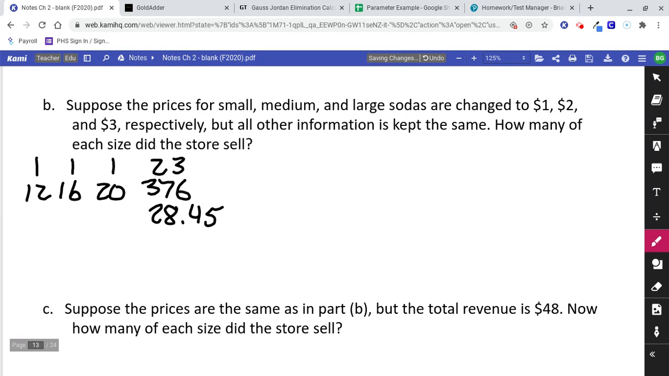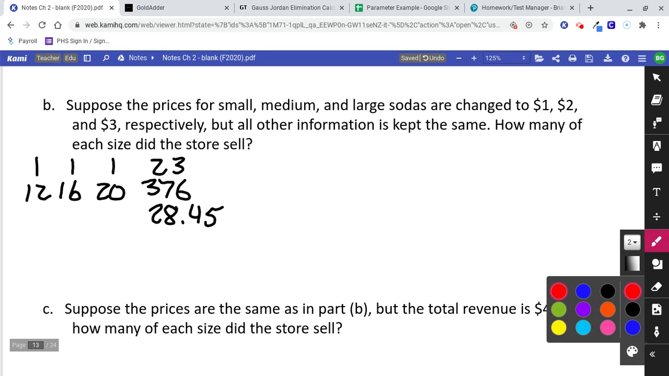But we're changing the dollar amounts of each individual to 1, 2, and 3. So I kept the original numbers in black, but I changed the new numbers in red. That's what it looks like. Now, you should notice something's weird about that pretty much immediately. If the drinks cost even dollar amounts, 1, 2, and 3, how in the world are we going to add up to $28.45? So keep that in mind as we do our RREF.